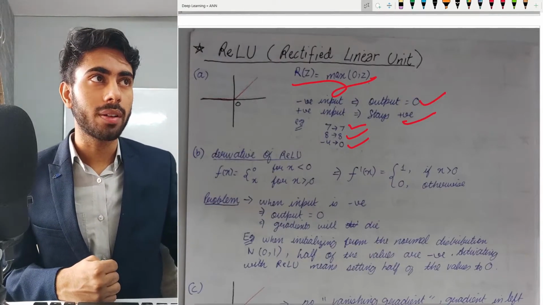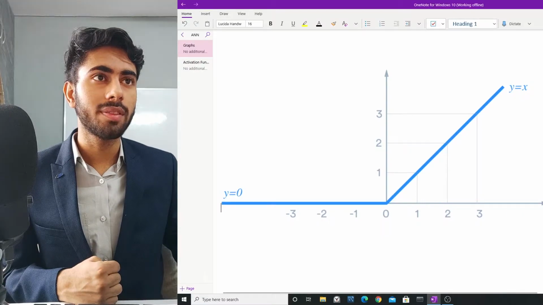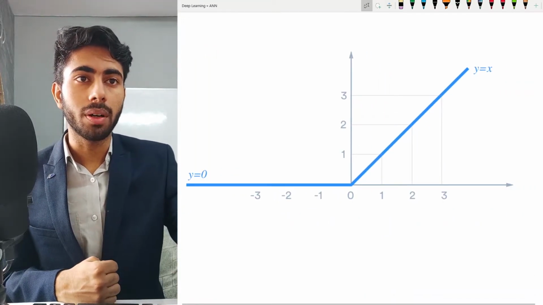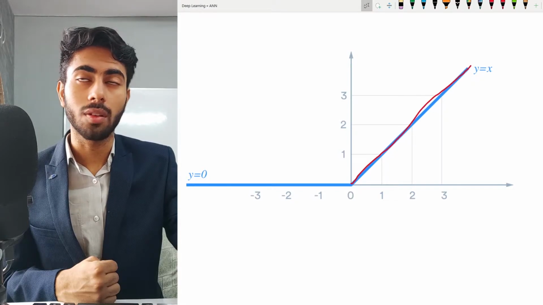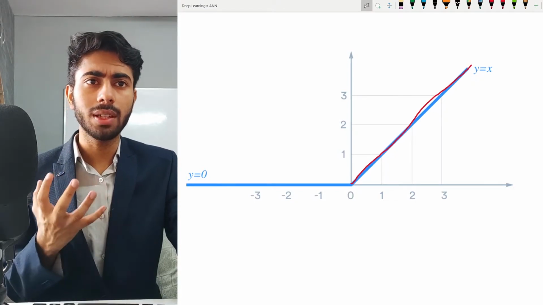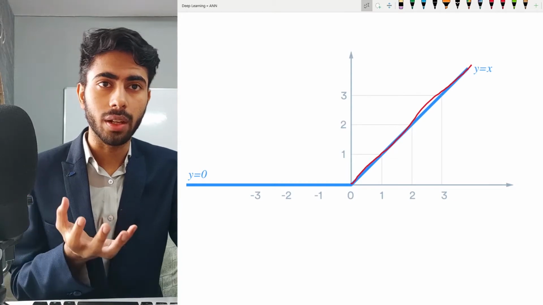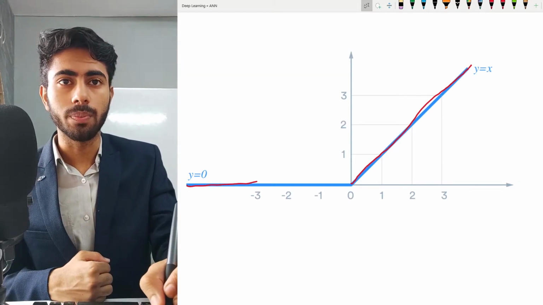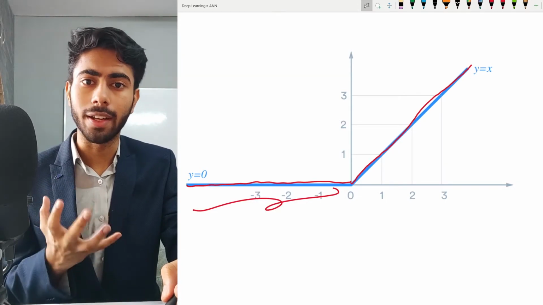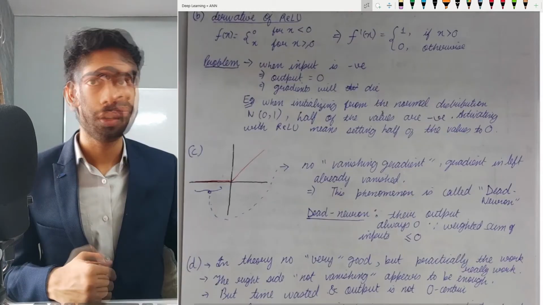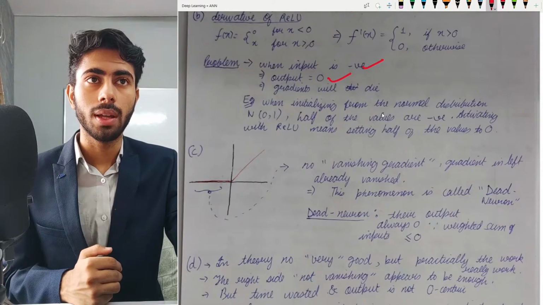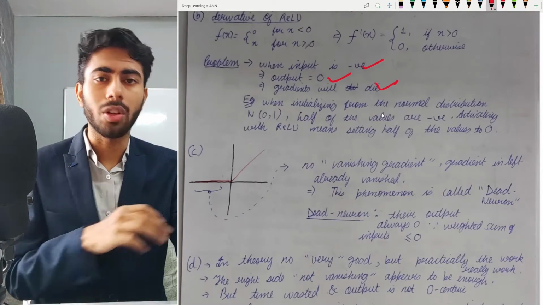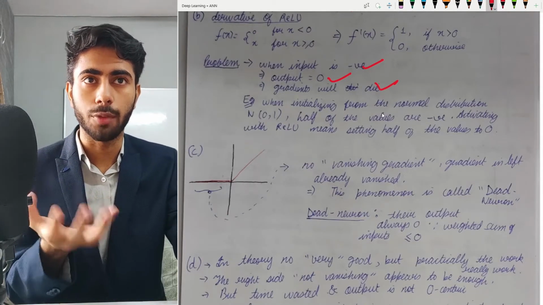If you look at its graph, you can see that for positive numbers, the output is the same, that is y is equal to x. The graph is a straight line. But whenever the input is negative, the output is going to be 0. So here the gradient is basically dead. There is no slope here. So by now we know that whenever the input is negative, the output is going to be 0, that is, the gradients will die. Now let us discuss how this issue is really bad for us.